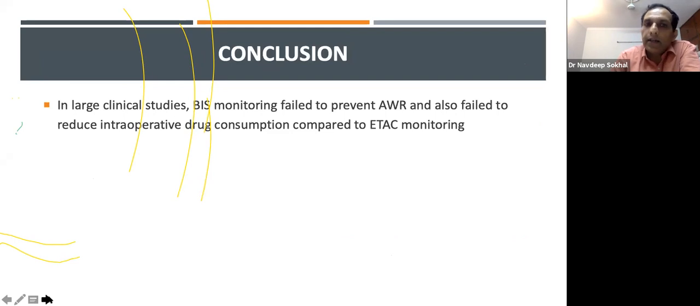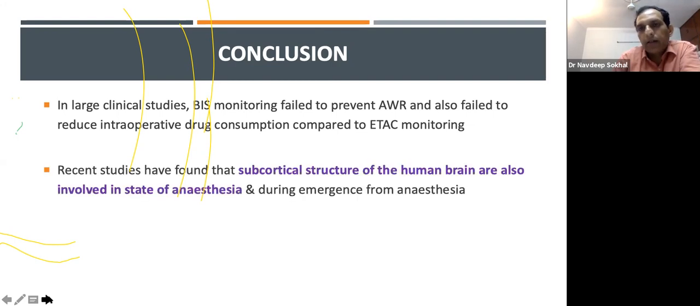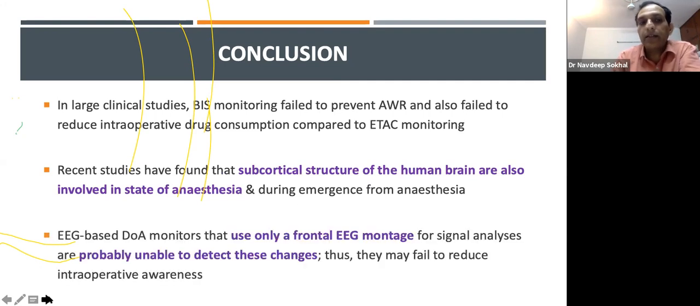In large clinical trials, BIS monitoring failed to prevent awareness and also failed to reduce intraoperative drug consumption compared to end-tidal monitoring. Recent studies have found that subcortical structures of the human brain are also involved in the state of anesthesia and during emergence from anesthesia. EEG-based depth of anesthesia monitors that use only a frontal EEG montage for signal analysis are probably unable to detect these changes and thus fail to reduce intraoperative awareness in a few patients.